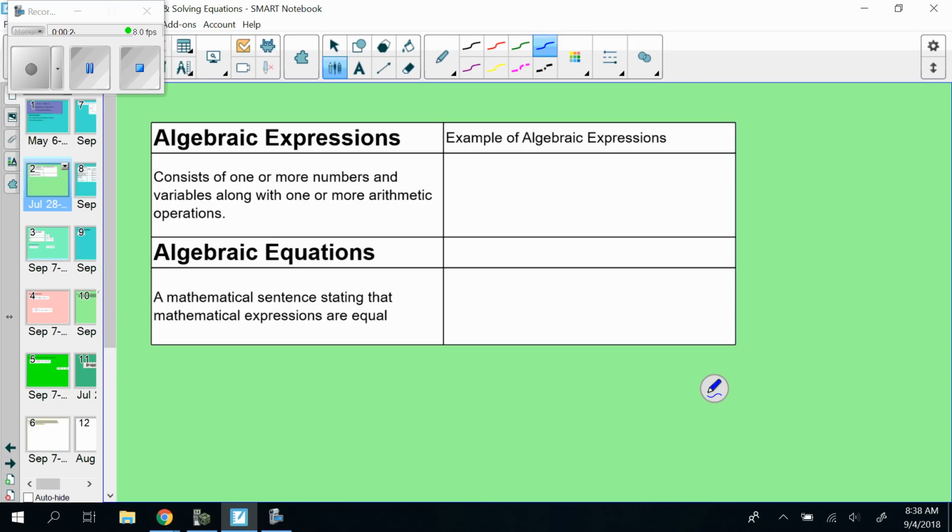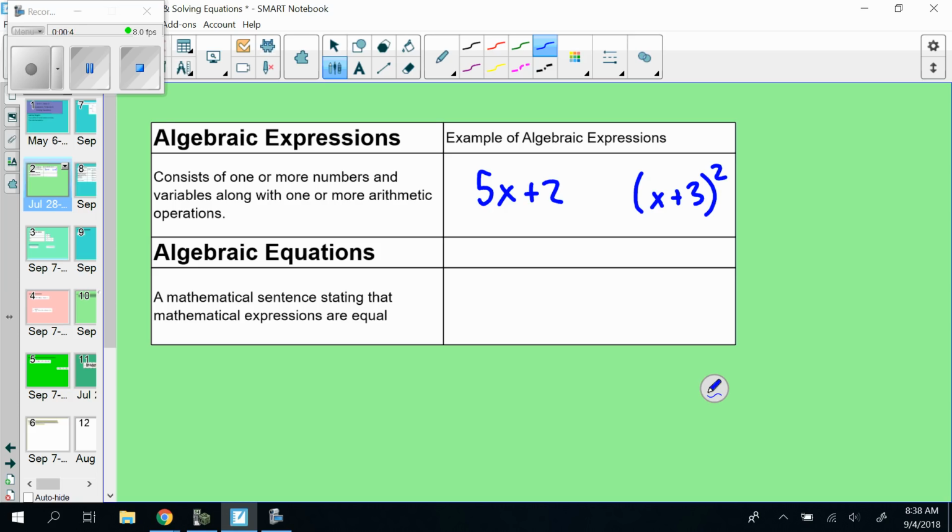Some examples of this would be like 5x + 2, which would be an expression. You might get expressions with parentheses, such as the quantity (x + 3) squared. Both of those would be an example of an expression.